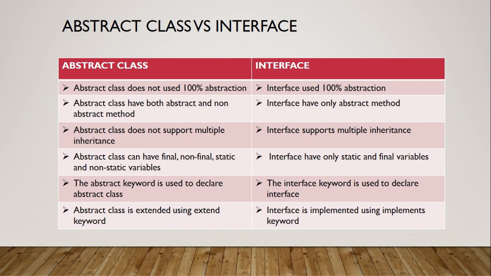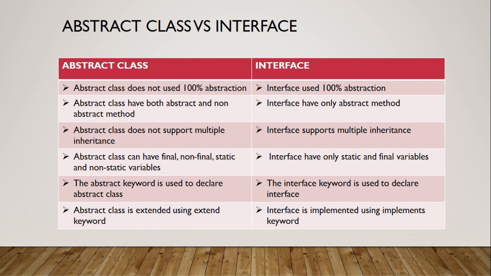Means an abstract class is not fully abstract. It also has non-abstract methods, whereas an interface has only abstract methods. An abstract class has both abstract and non-abstract methods. An interface has only abstract methods, as we discussed in the previous point, that the abstract class has both abstract and non-abstract methods, whereas the interface has only abstract methods.